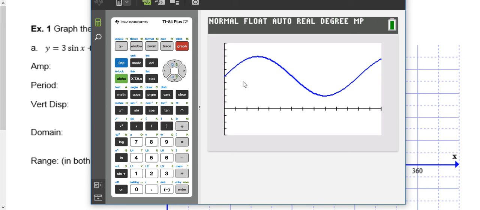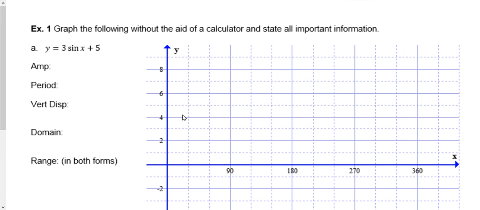Okay, and so again, even though this question says don't use a graphing calculator, I do want to see what it looks like so that we can try our best to graph it. So that was our graph. Let's use the characteristics to graph everything.